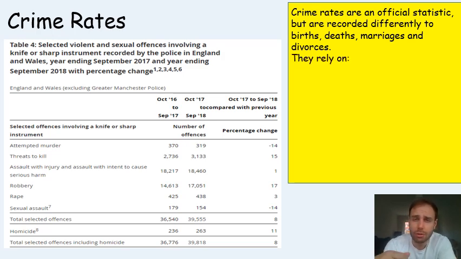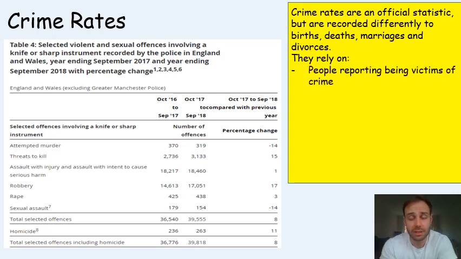So the way that we record crimes in this country relies on people reporting being victims of crime. Okay, so that maybe involves people phoning the police and reporting a crime that's happened to them. Now, some people might not do that all the time. Maybe they might not feel like what happened is really worth bothering the police over. Maybe they might be too scared to call the police. Maybe they might not want to get the police involved for another reason. Either way, they're not going to report that crime.